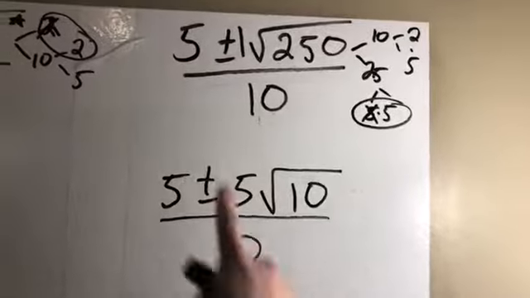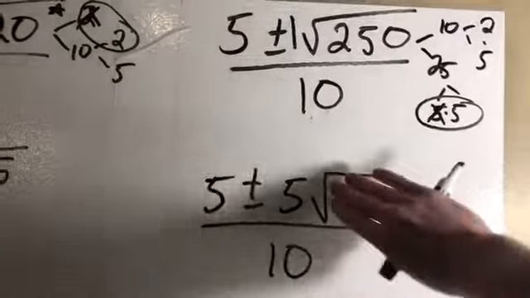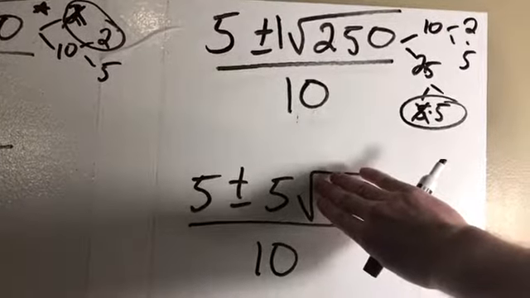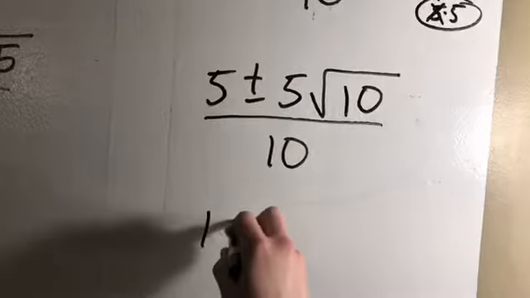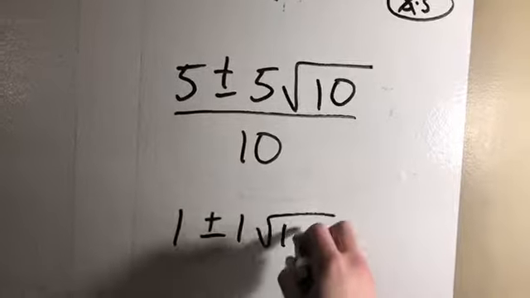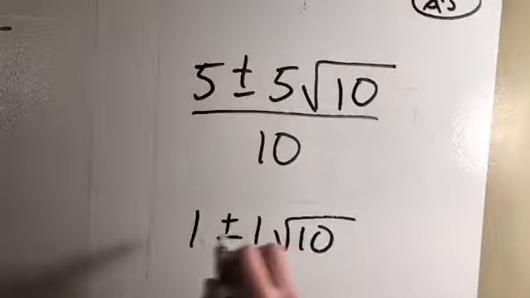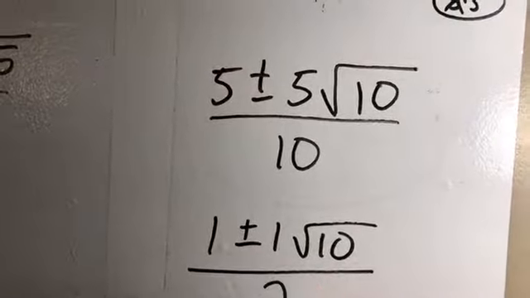So now we only look at the outside numbers. We ignore the square root. What's the common factor? I can divide everything by 5. 5 divided by 5 is 1. 5 divided by 5 is 1. We don't touch the square root of 10 in this step. 10 divided by 5 is 2.